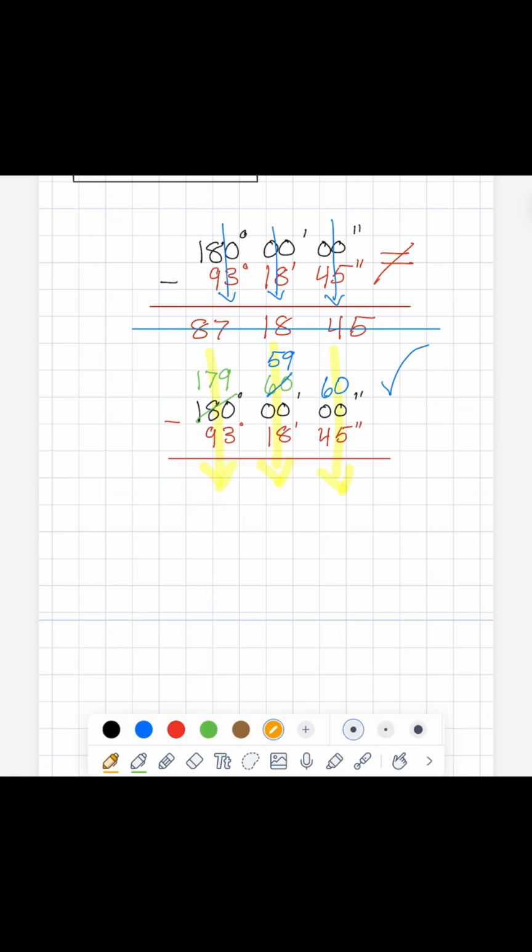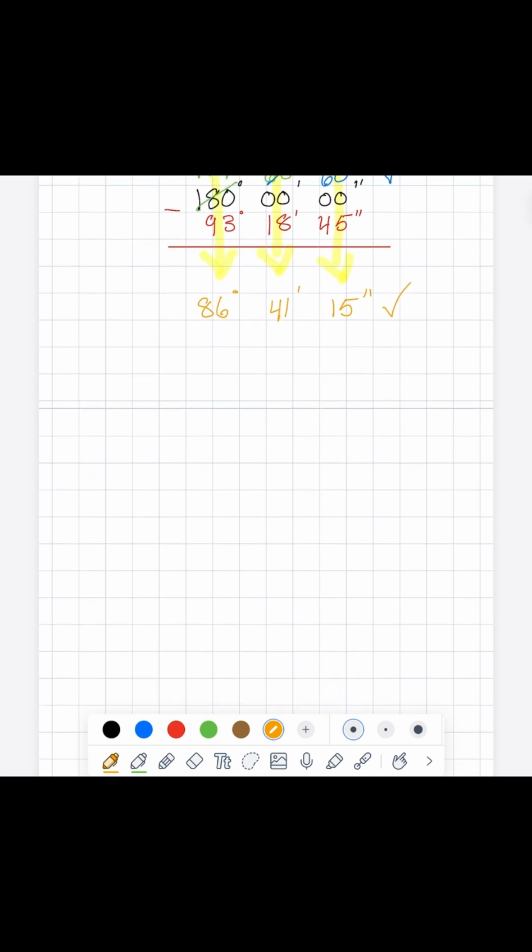So again, 1 degree gives you 60 minutes. Take 1 minute from the 60 gives you 59, and then you take that full minute, which is equivalent to 60 seconds, over to the seconds, and then you can subtract and come out with the correct answer. And there's our check.